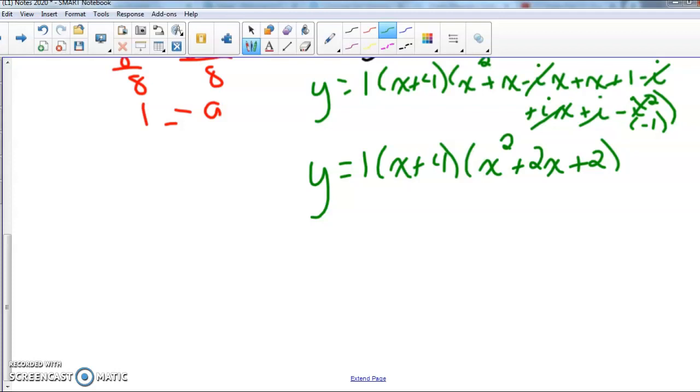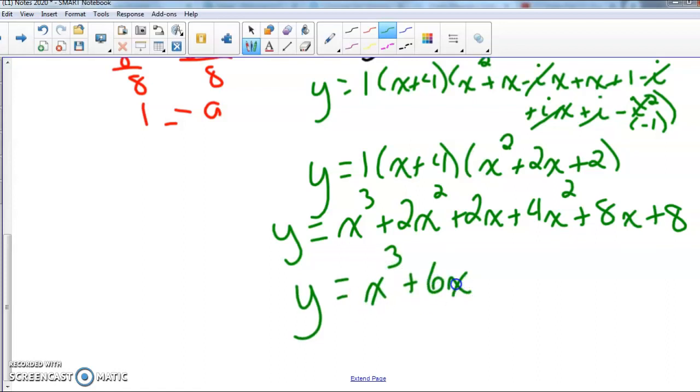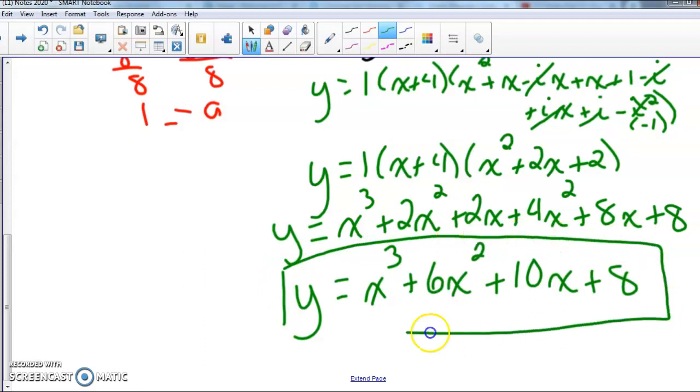That 1's not going to change anything, so I just have to distribute the x plus 4. When I distribute the x, I get x to the third plus 2x squared plus 2x. When I distribute the 4, I get 4x squared plus 8x plus 8. Then you have to finally combine all your like terms, which gives you x to the third plus 6x squared plus 10x plus 8. So this is what it looks like in general form.